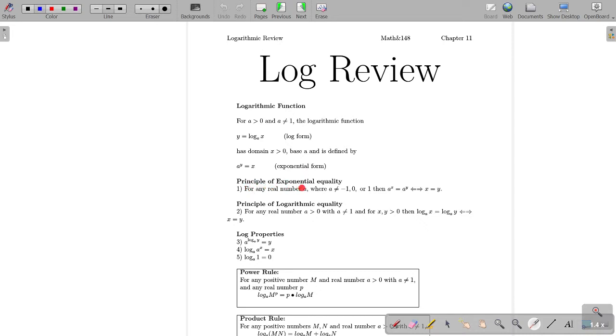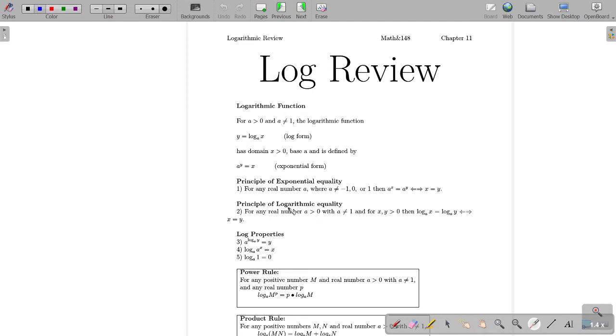So principle of exponential equality. For any real number a where a is not equal to negative 1, 0, or 1, a to the x equals a to the y provided x equals y. Or if you have x equals y, then this is also true. That's what these double arrows mean.